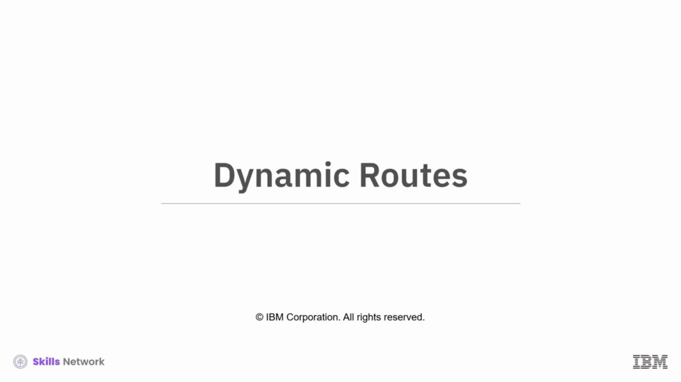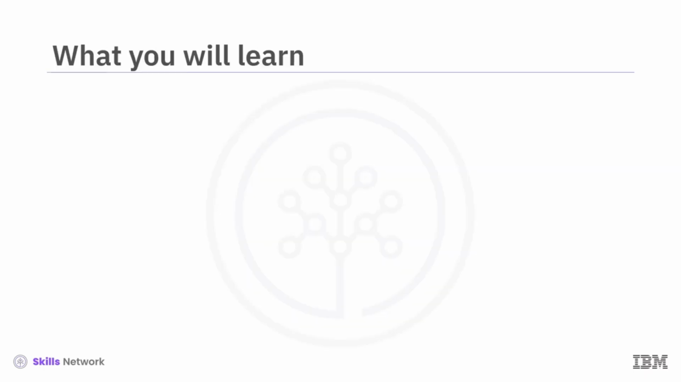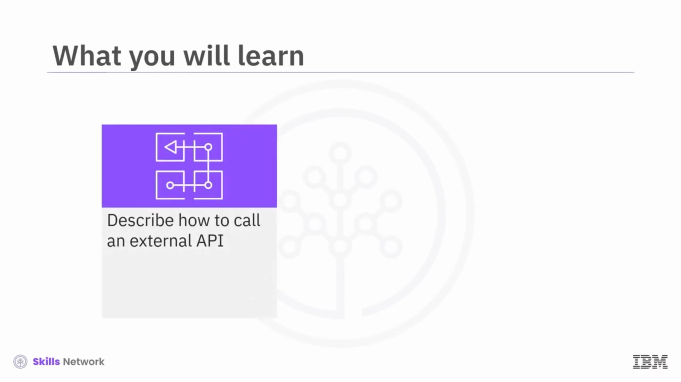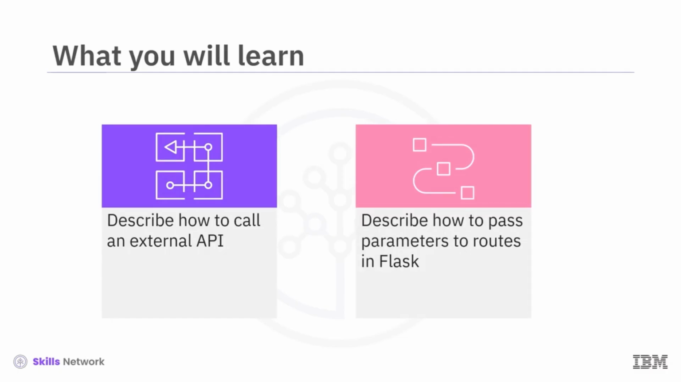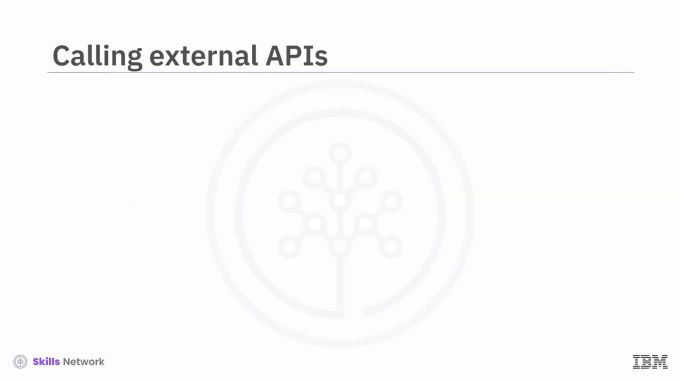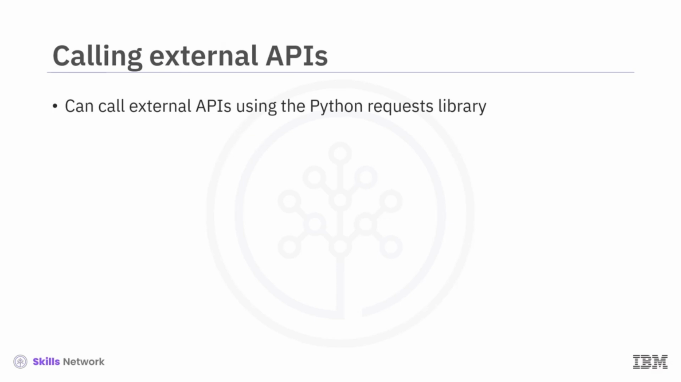Welcome to Dynamic Routes. After watching this video, you will be able to describe how to call an external API in Flask, and describe how to pass parameters to routes in Flask. Let's look at an example of how you might call an external API in Flask.